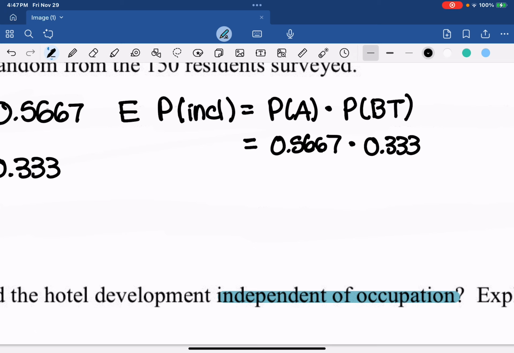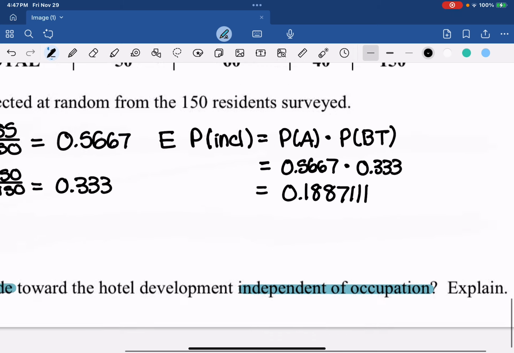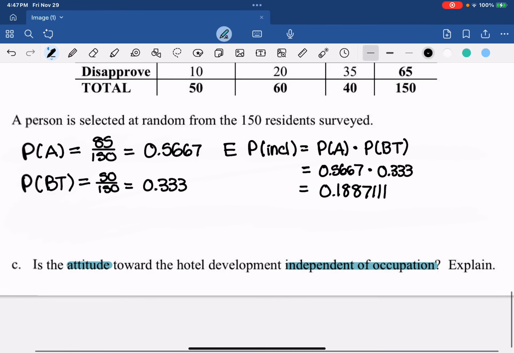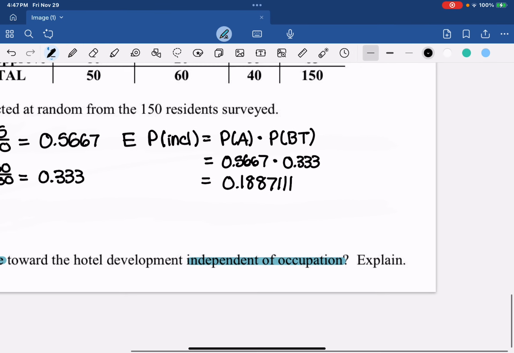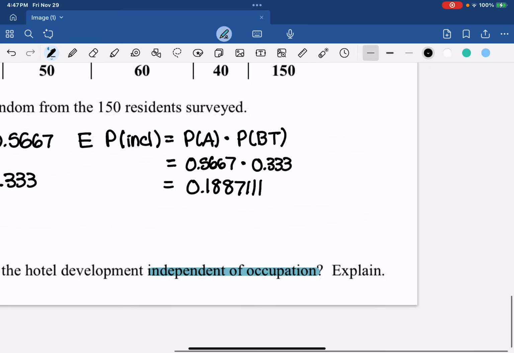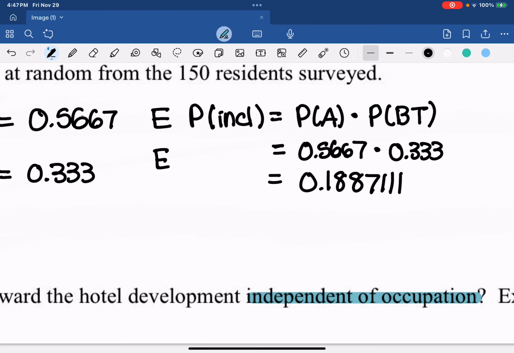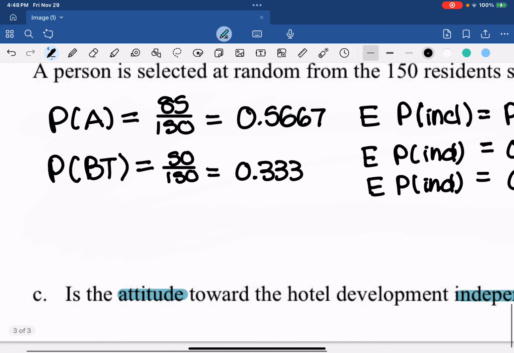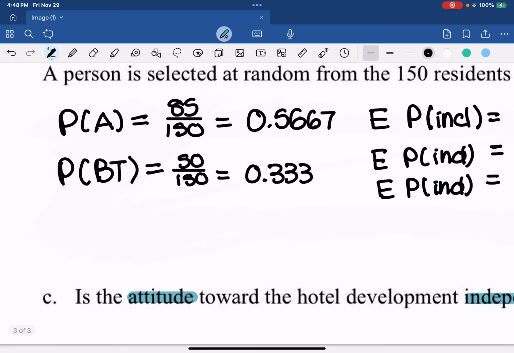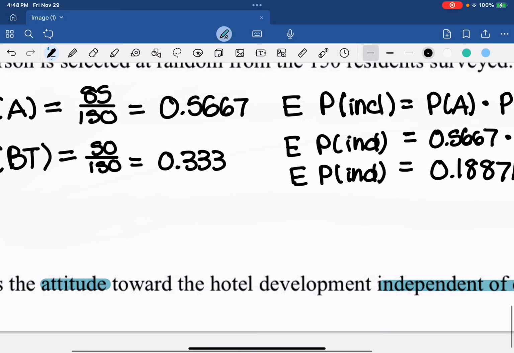And that comes out to be around, I'm writing down the exact answer. Okay. That's what we get right there. Okay, that was the independent, the expected one.